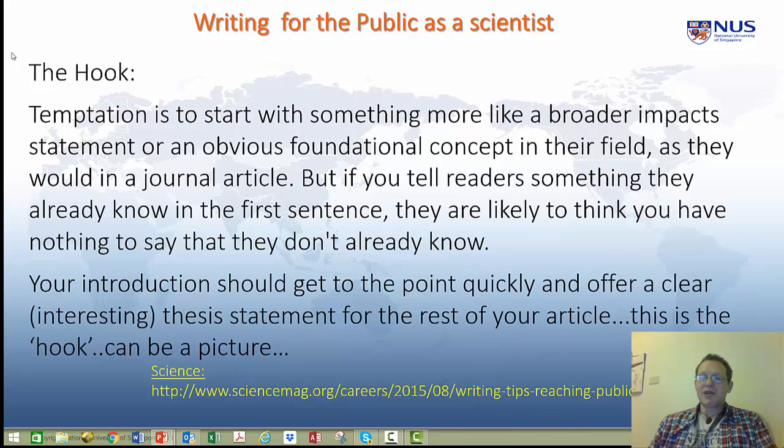You're writing for the general public. What's the hook? How do you get them to bite? The temptation as a scientist is to start with something like broader impact statements or a foundational concept in the field, like you would in a journal article. If you tell general public readers something they already know in the first sentence, they're likely to think you've got nothing to say they don't already know.